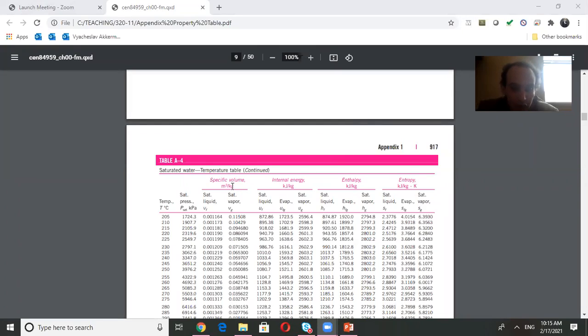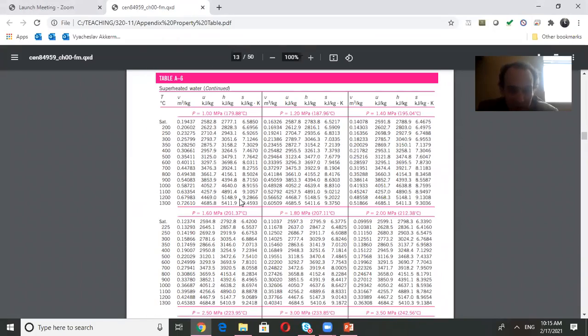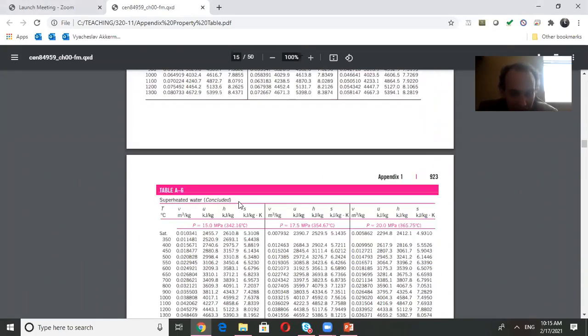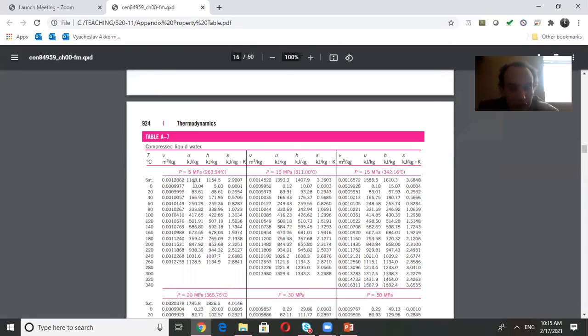So yes, what you're doing, you go to your table A7. Here I'll show it on my screen, but you better have it in your hands. It's faster than on the screen. You go to pressure of 5 megapascals and your temperature is 80 degrees. So here you are, right? And here is your value that we're talking about, 333.82 kilojoule per kilogram. Yes, that's the answer.